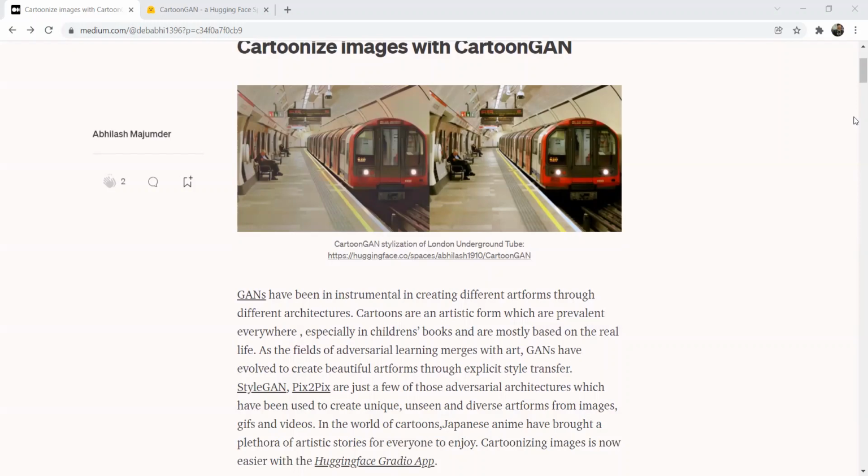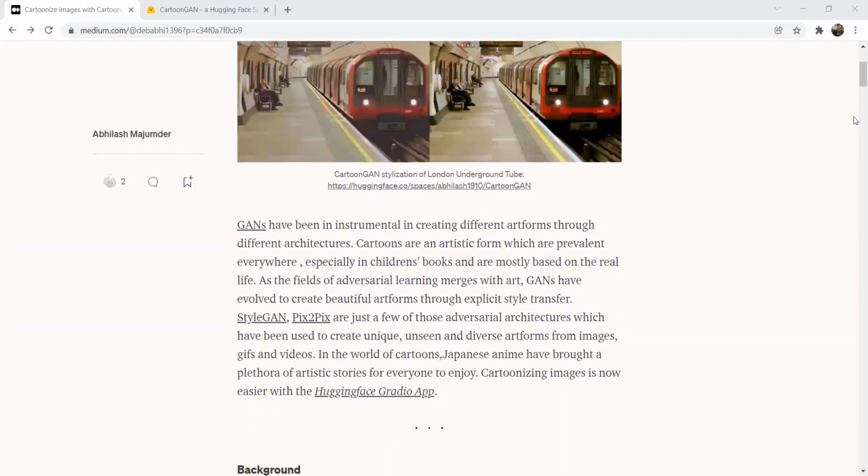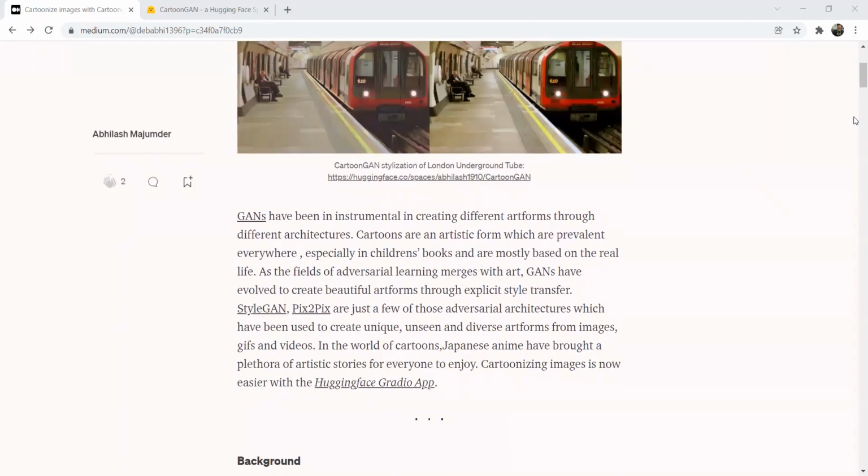We have seen through different papers like style transfer, StyleGAN, and pix2pix how style transfer from one visual image to another is done with the help of GANs. These kinds of adversarial learning architectures are being exploited to produce different unique versions of images. They are used to create unique, unseen, and diverse art forms from images, even GIFs and videos. In the world of cartoons, particularly Japanese anime, they have brought a plethora of artistic stories for everyone to enjoy.